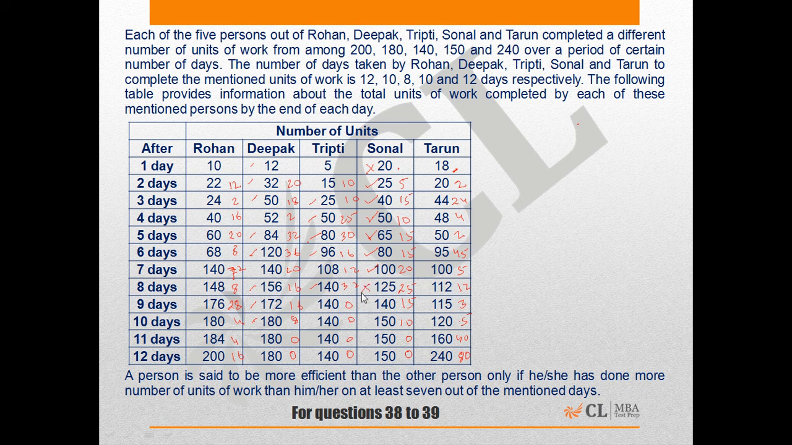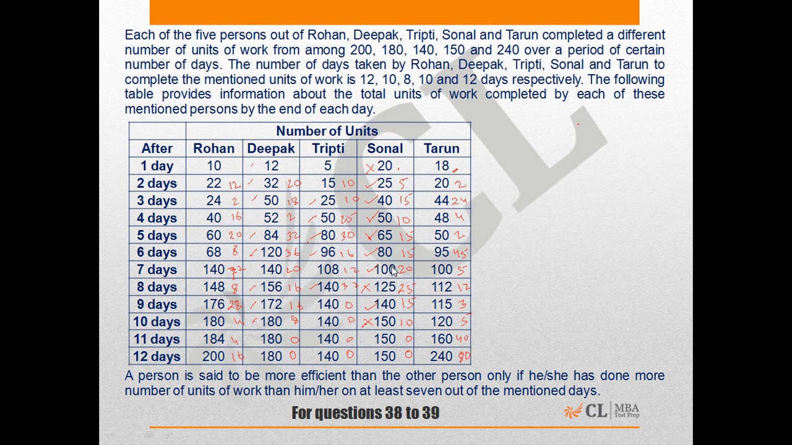25 units, more than Tarun and Deepak and Rohan. This is not allowed, it is 3 people. 15 units, more than Tarun and Tripti, only 2 people. So this day is taken. And 10 units, more than Tarun, Tripti, Deepak and Rohan, maximum. This is not allowed, and this day is 0, not more than anyone else.